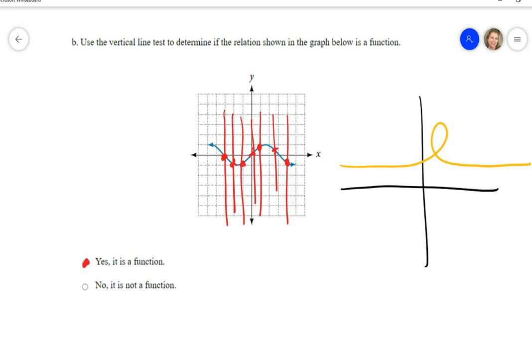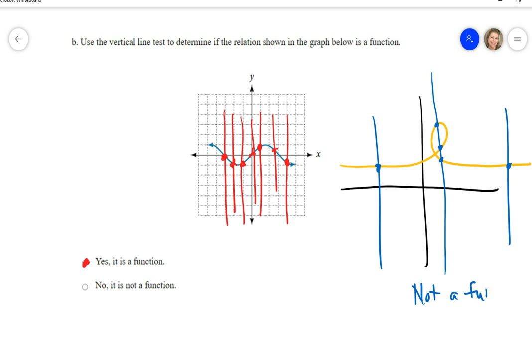And if I were to draw my vertical line over here, it's only crossing it in one place. And over here, it's only crossing it in one place. But here, it's actually crossing it 1, 2, 3 places. So this would be an example of not a function. Even though you can find places where it only crosses it once, it's the spot where it crosses it more than once that makes it not a function. And that's what you have to look for. And it only takes one place where that happens.